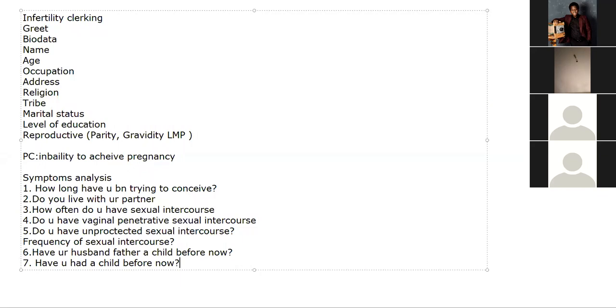Don't forget, apart from that, you have to be sure about the husband. I told you it has to be an ejaculatory sexual intercourse. So you want to ask, does your partner ejaculate or release inside your vagina after sex? Do you understand, doctor? Yes. Husband or your partner, let's use the word partner. Does your partner ejaculate or release? In Nigeria, people use the word release a lot. Release inside your vagina after sex.